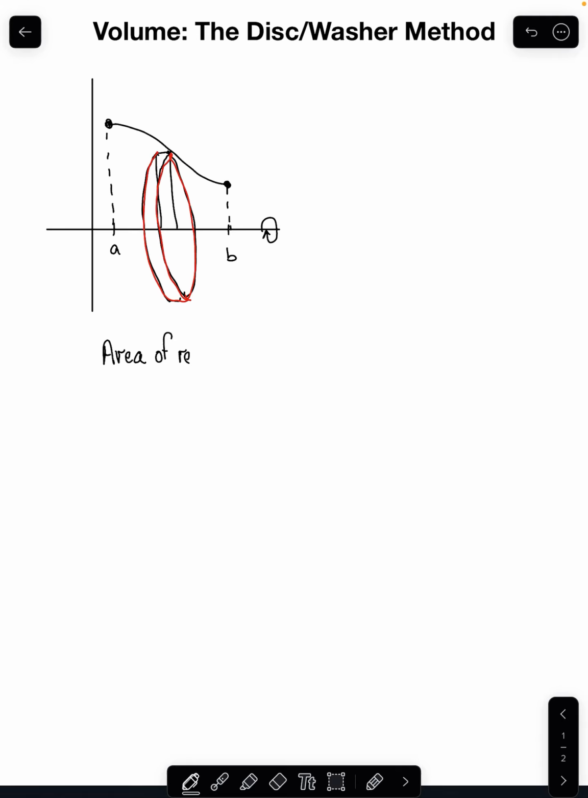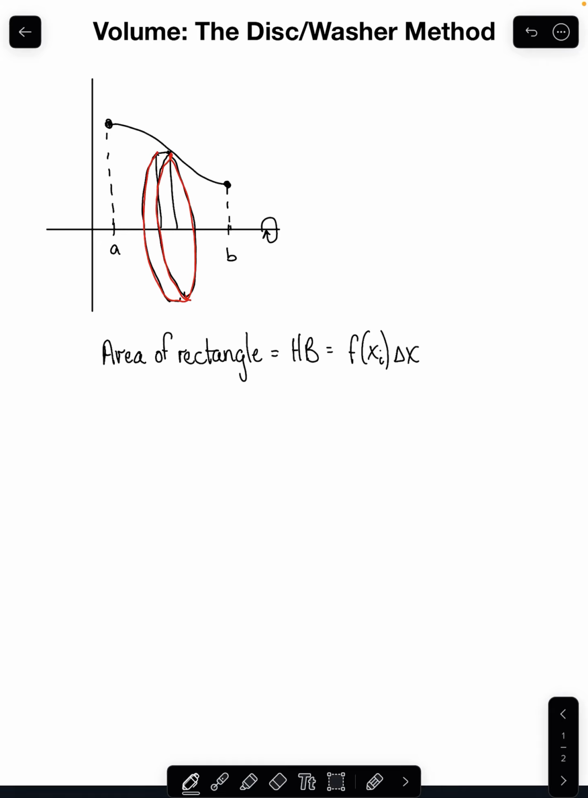So let's remember how the area of the rectangle works. The area of the rectangle is the height times the base, where the height is given by the value of the function, and the base is given by the width of the interval, which, again, assuming that they are all evenly spaced, would be delta x. So f of x sub i is the height of the rectangle, and delta x is the width of the rectangle, the base of it.